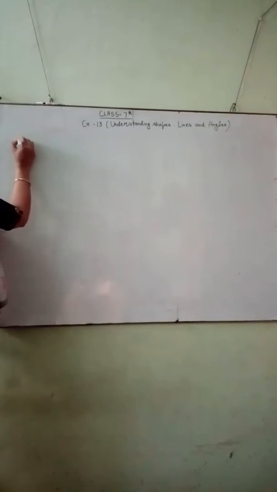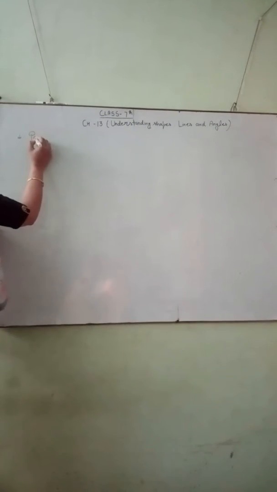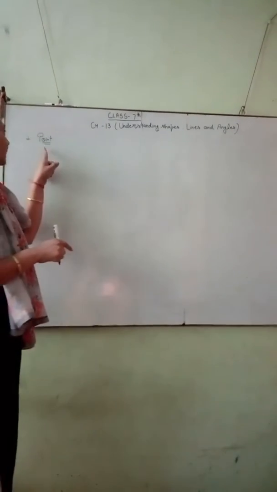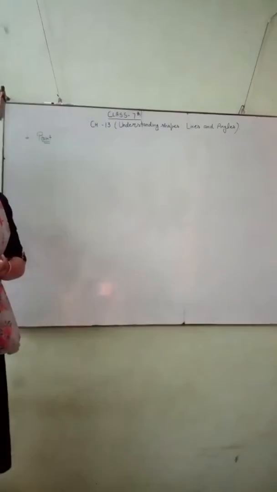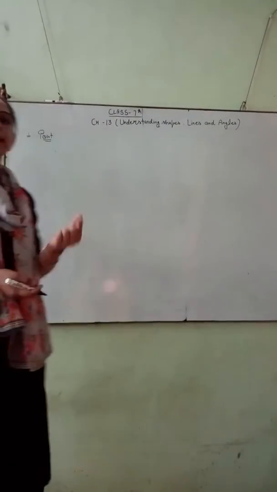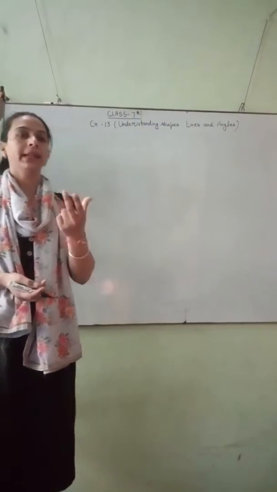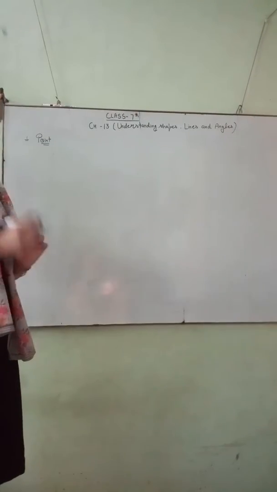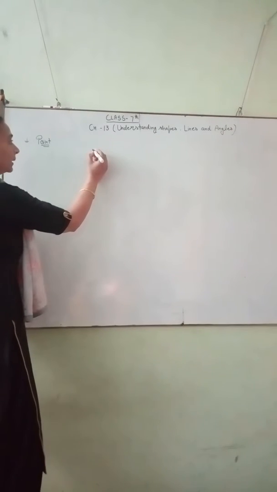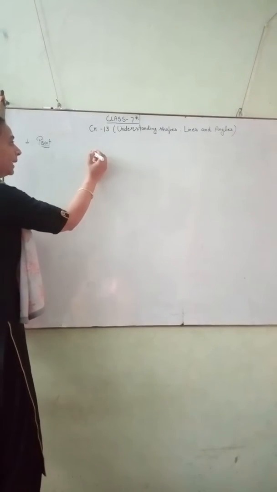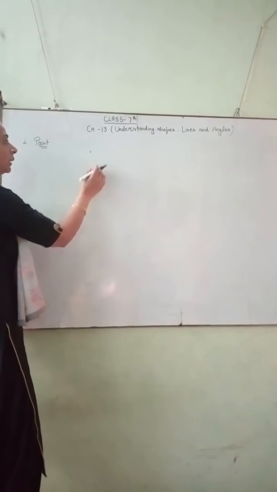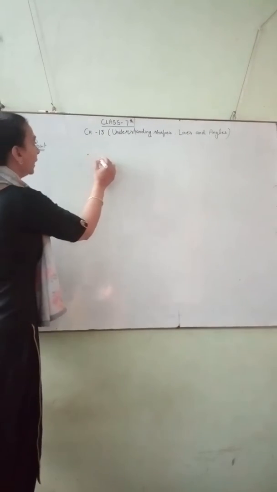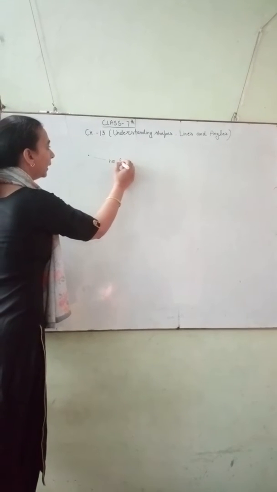First is a point. What is a point? A point is a small dot. A point is a small dot marked by a sharp pencil, like this. A point is a small dot marked by a sharp pencil and a point has no length.